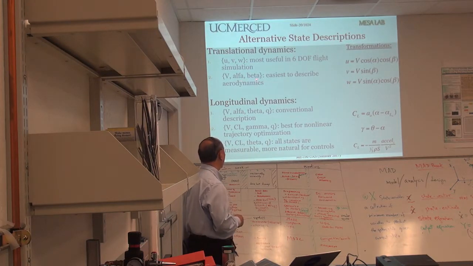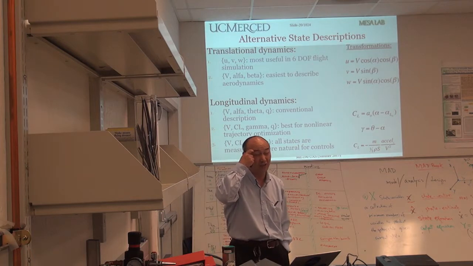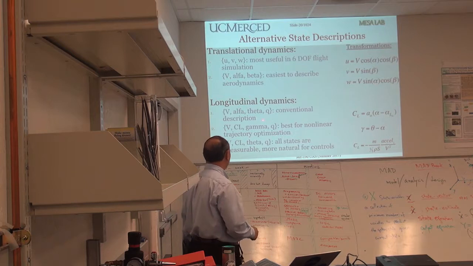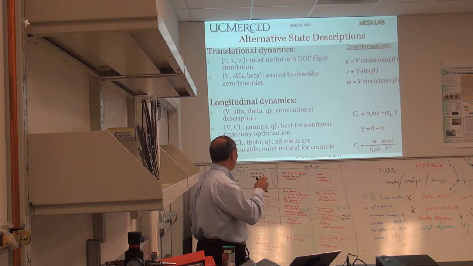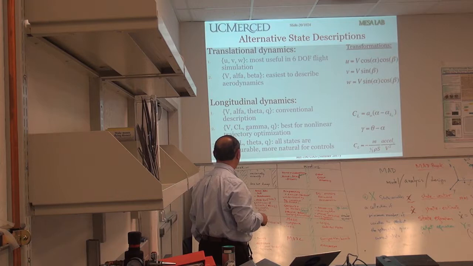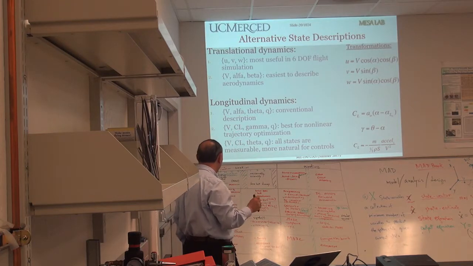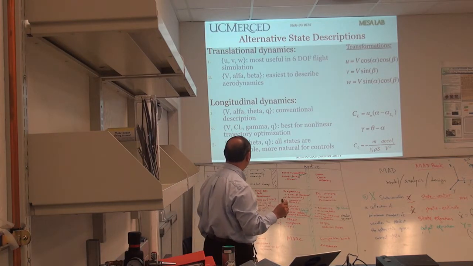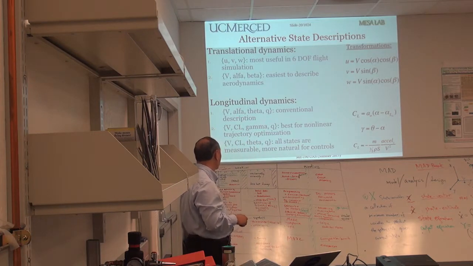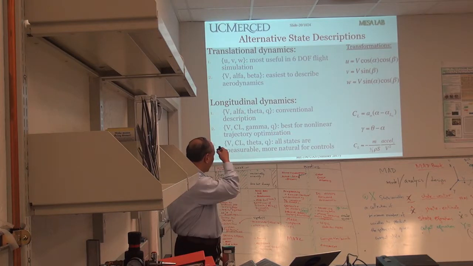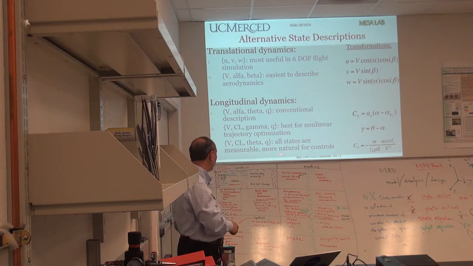So it's easiest to describe aerodynamics because we need an angle of attack. Remember we used that word, angle of attack? Longitudinal dynamics, so this is translational dynamics. Then longitudinal dynamics, V alpha theta q, is a conventional description. In this case, we use V, lift, gamma, and q, and this is best for nonlinear trajectory optimization. And sometimes all states are measurable, then this is more natural for control.